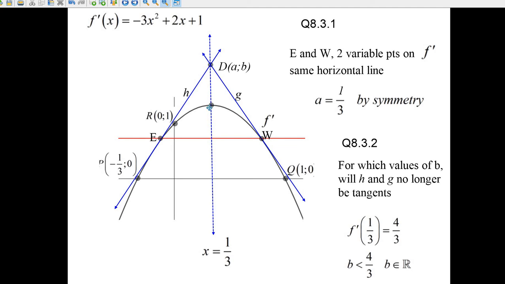Well, that's going to be my answer. Let's take 1/3, put it in the function. I get 4/3. So when the y value is 4/3 right here, anywhere below, they'll stop being tangents, the H and G going to this point A and B. So your answer is, when does it stop being tangents? No longer tangents when b is less than 4/3. B is any real number less than 4/3.